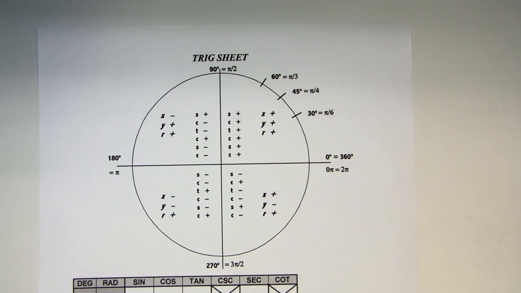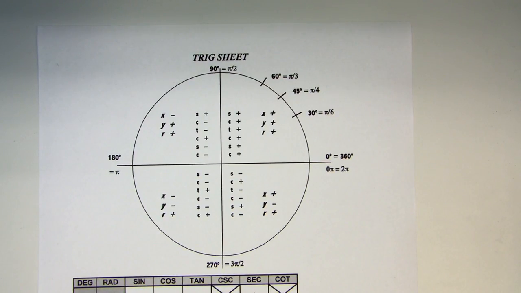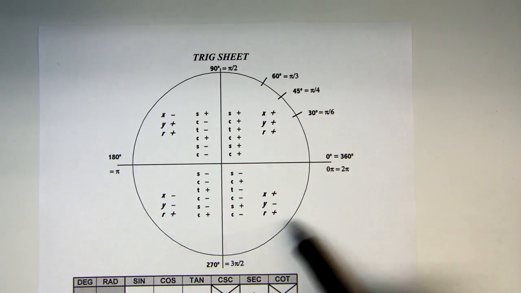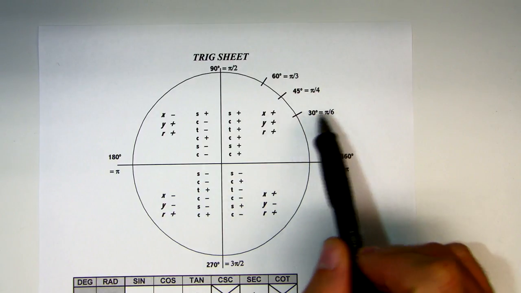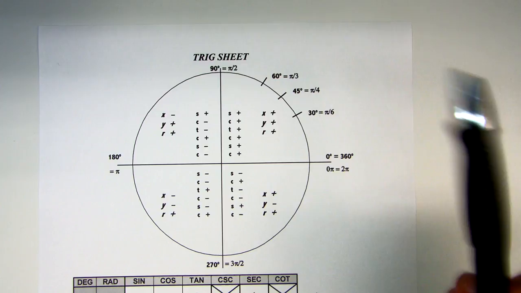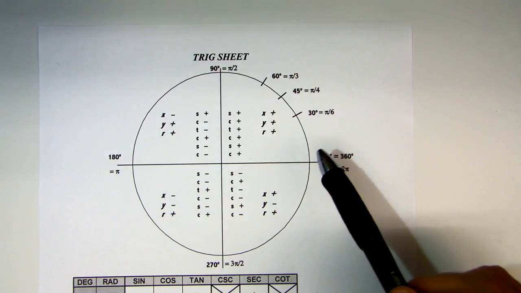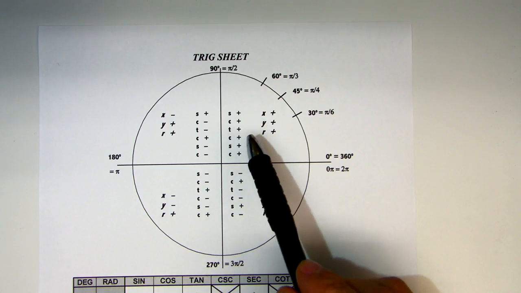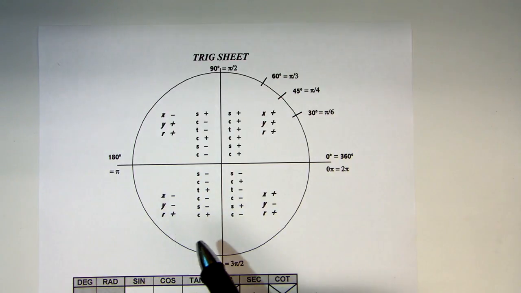Okay, today I'm going to explain the trig sheet and how to create it and how to use it. This is a sheet that Miss Welsh created for us, and it shows our unit circle divided up into our most commonly used angles: pi over 6, pi over 4, pi over 3, pi over 2, and it talks about where sine, cosine, and tangent are positive and negative.